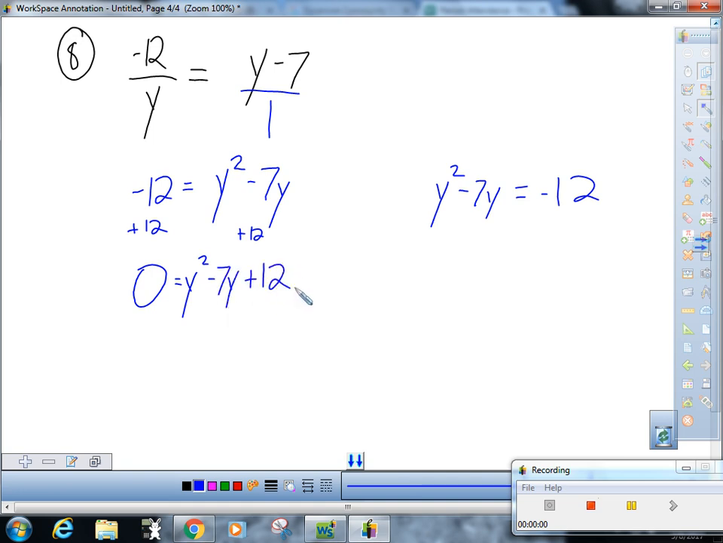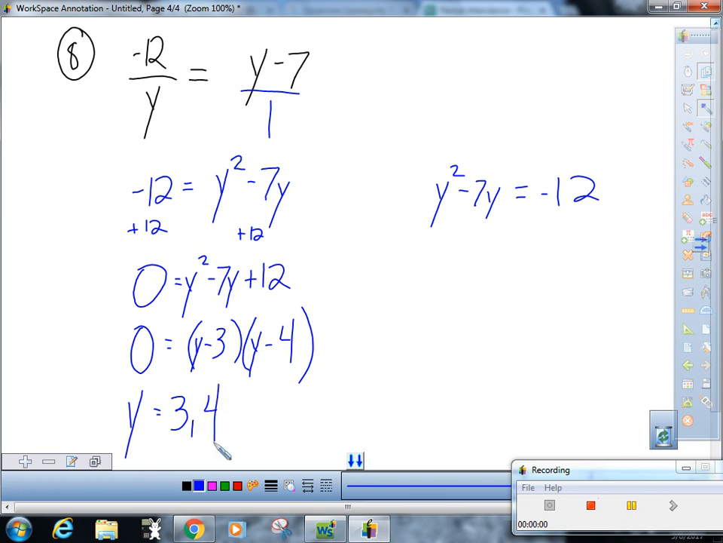Keep in mind, it's definitely to your advantage to keep the y squared positive. We don't really ever factor with y squared negative or x squared negative. Okay, so now we've got our little riddle. We're looking for 2 numbers that multiply to be 12 and add to be negative 7. Well, they're both going to have to be negative because they multiply to be positive but add to be negative. What do we got? That's right. So our final answer is that y is 3 or 4.